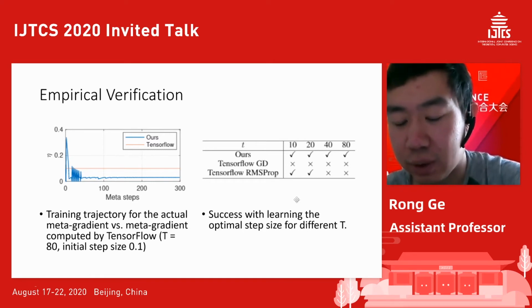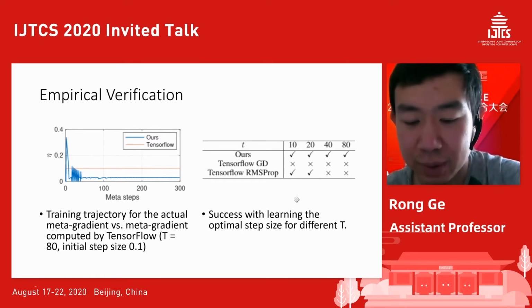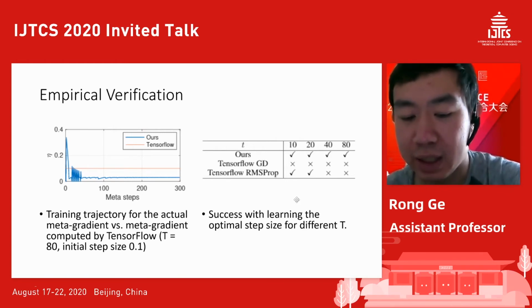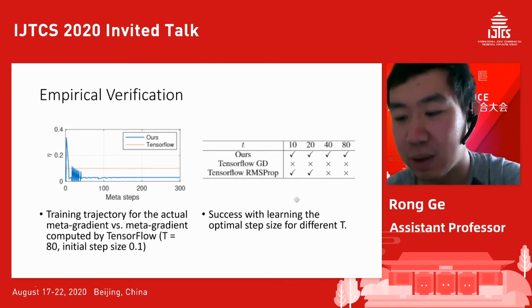So here, of course, gradient descent is more subject to these numerical issues. RMSprop actually tries to normalize the norm of the gradient, so it makes things a little bit better, but even RMSprop starts to fail when your unroll length is larger.